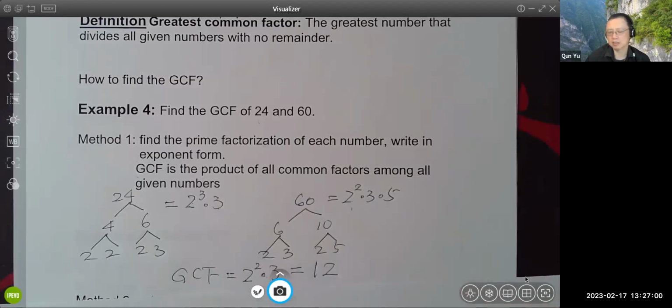Is it true that 24 can be divided by 12 evenly, and 60 can be divided by 12 evenly? The answer is 5. Yeah, 60 divided by 12 is 5. So it can divide into both numbers, and 12 is the largest number that can do that. That's why we call it greatest common divisor, greatest common factor.